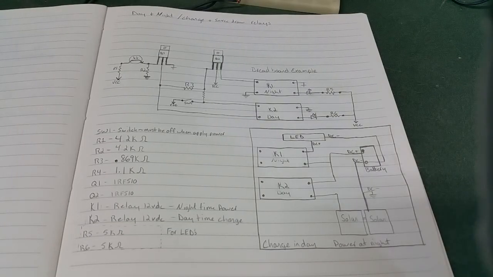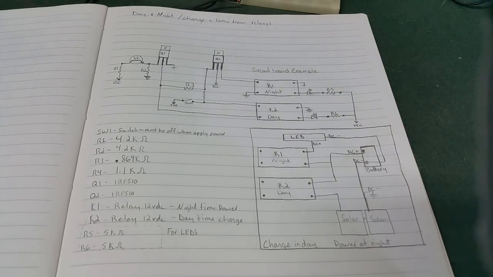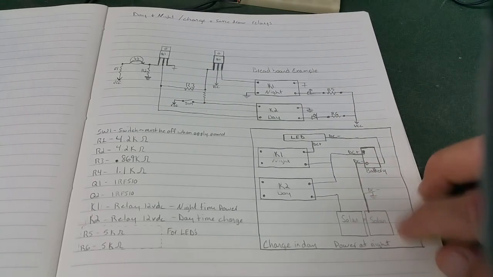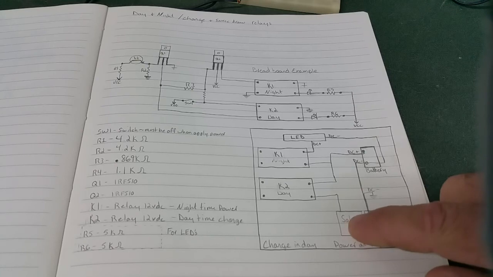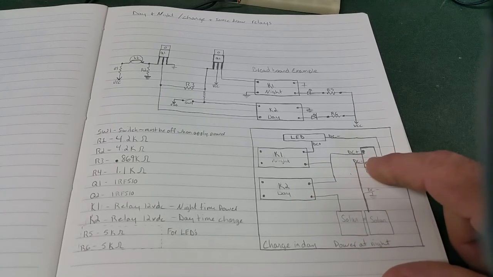Alright, here's the schematic. I think you could probably be able to see this alright. Up here is what I've got it set up to right now for the LEDs. And down here is my plan. I got two solar panels. I'm going to run them into this relay. When this relay is on, it's charging the battery.